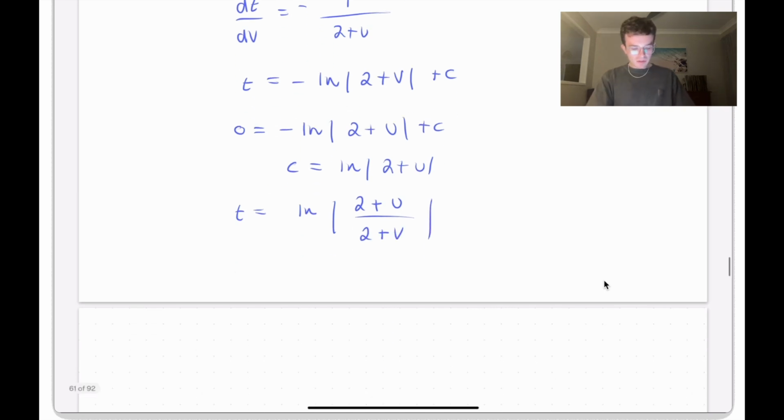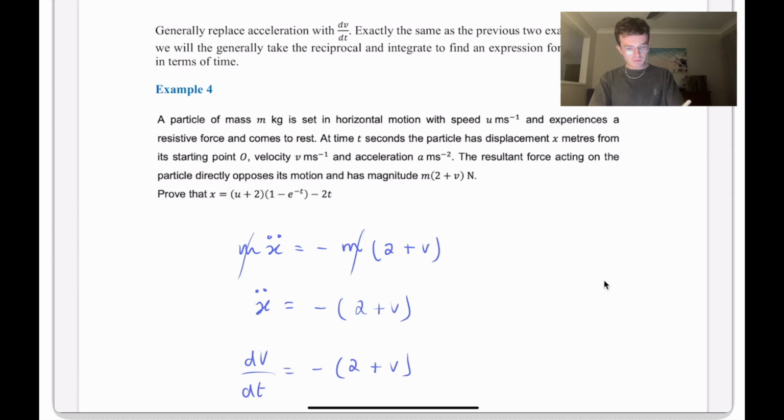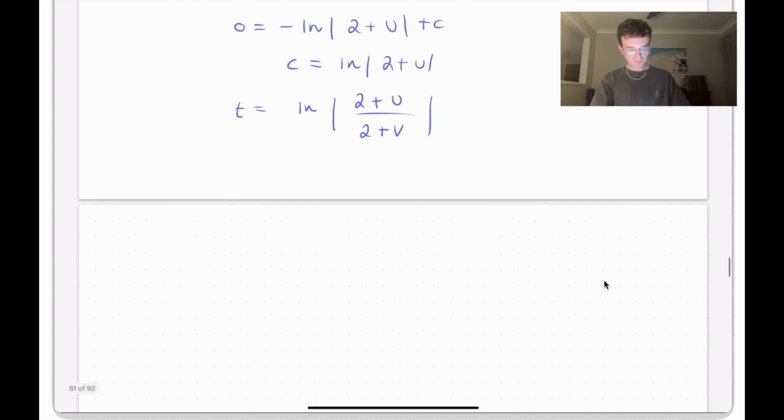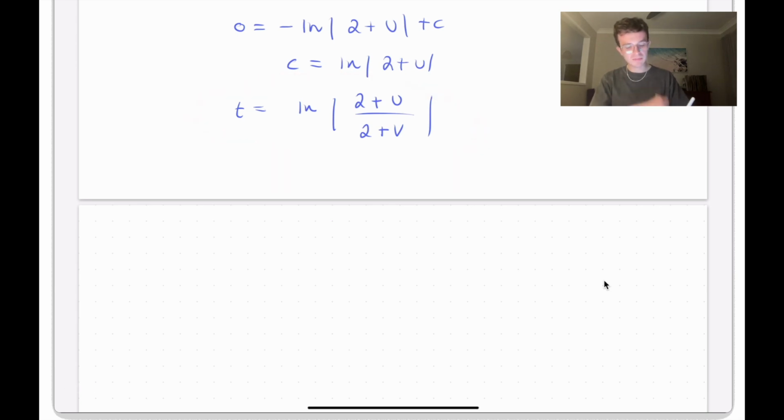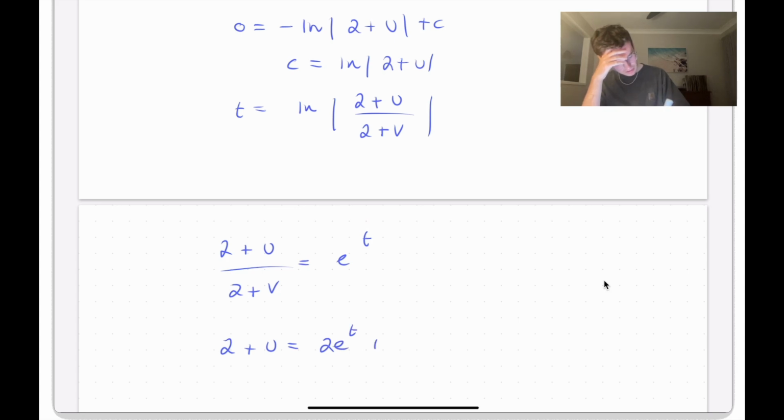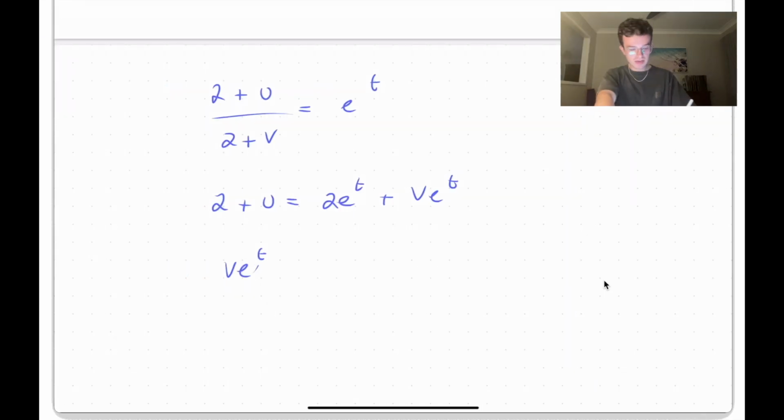Okay, but the question wants something that involves x and time. And to integrate this to get something that involves x, we need to make velocity the subject. So let's raise everything to the power of e. That's going to be e to the t. So 2 plus u is equal to 2e to the t plus v e to the t. Okay. So the next step is we need to make v e to the t the subject. So v e to the t is going to equal, subtract everything over, we're going to get 2 plus u minus 2e to the t.